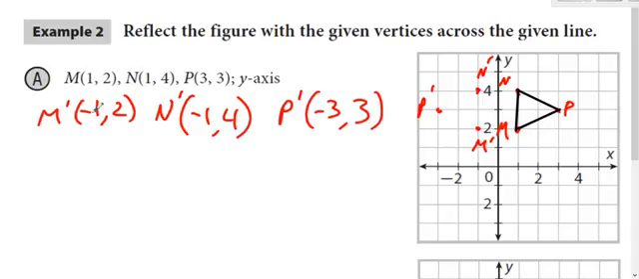It all matches up over here. M prime is negative 1, 2. N prime, negative 1, 4. And then P prime is negative 3, 3. So let's draw the shape in there, draw the figure. We have the pre-image and then reflect it over to the image.